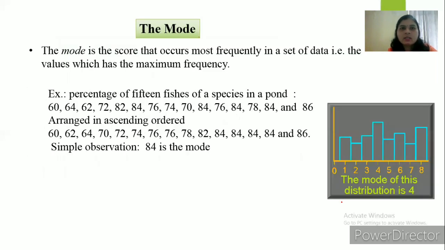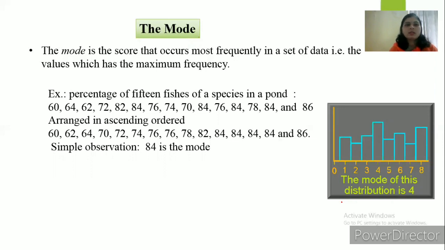Then next one is the mode. The mode is the score that occurs most frequently in a set of data, that is, the value which has the maximum frequency. The mode is also defined as the element that appears most frequently in a given set of elements. The mode can also be defined as the element with the largest frequency in a given data set.